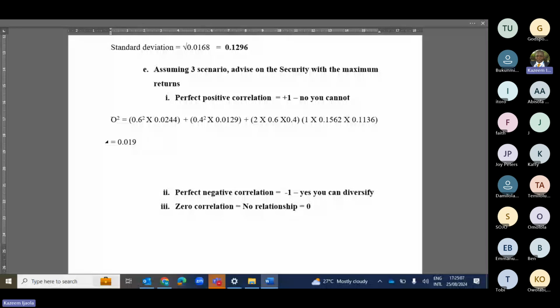So then what's our standard deviation? What's our standard deviation now? 0.1392. 0.0194. Then 0.1392. Like this, Abi.